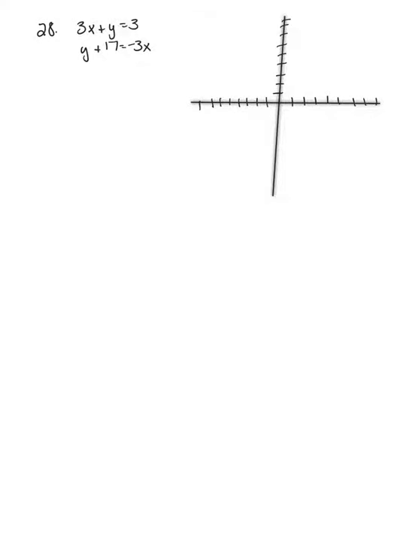This time we're finding the distance between two parallel lines, and I want to set those equations up in slope-intercept form first. That way I can graph them very easily. So I'm going to subtract 3x from each side here and get y equals negative 3x plus 3. See, that makes it so much easier for me to graph it.